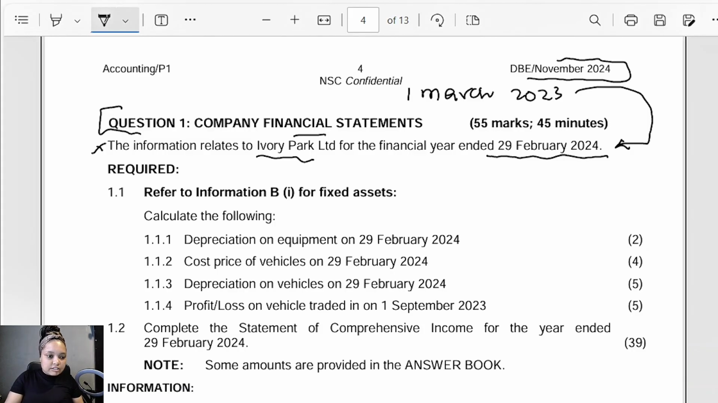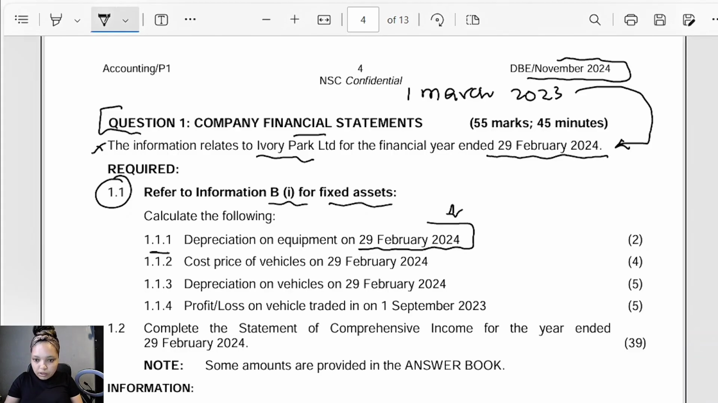All right, so let's look at 1.1. We are told to refer to information B for fixed assets. So 1.1.1 is depreciation on equipment for 29 February 2024. Okay, so first of all, what does depreciation mean? This is when an asset loses its value. What do I mean by that?